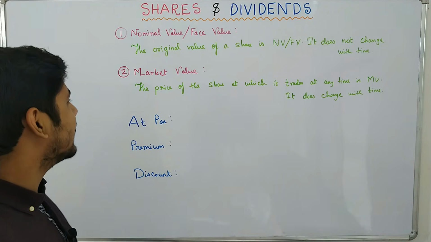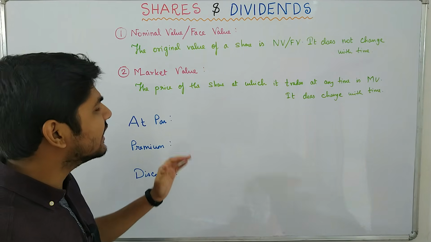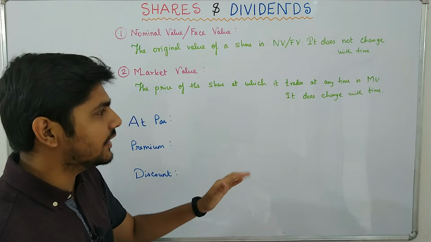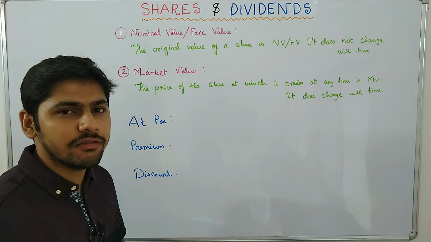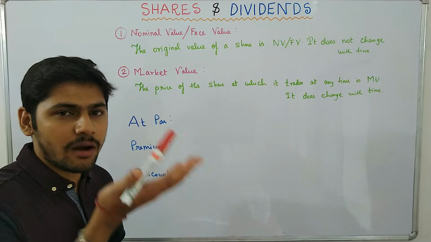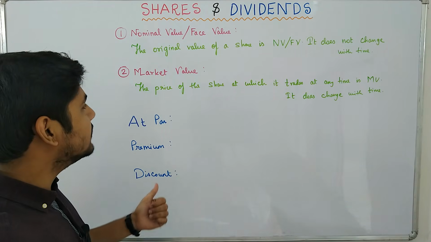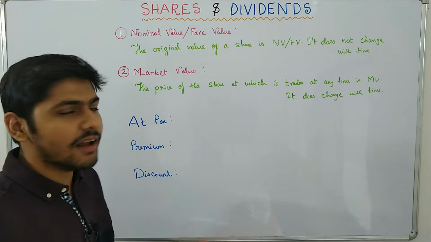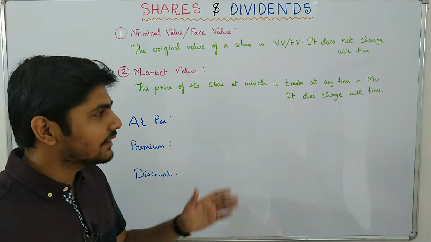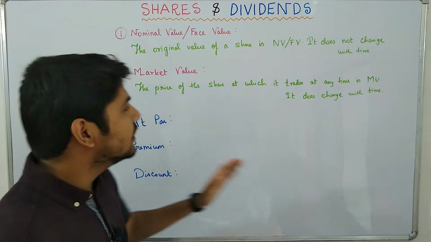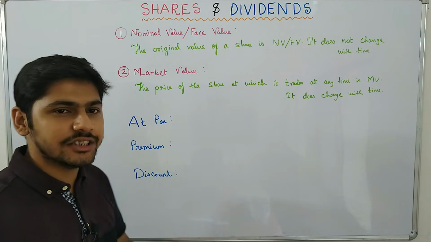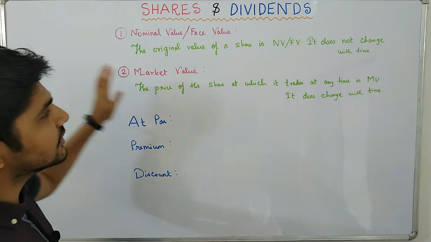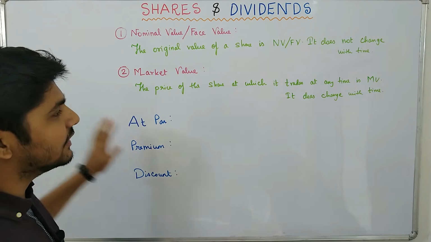Then we have number 2, market value. The price of the share at which it trades at any time is MV. It does change with time. The price of a particular share fluctuates daily. It can go up and it can go down. So the value which determines the price of the share is called market value. That means it does change with time. So what difference do we have? The nominal value of a share does not change with time and the market value of a share does change with time.